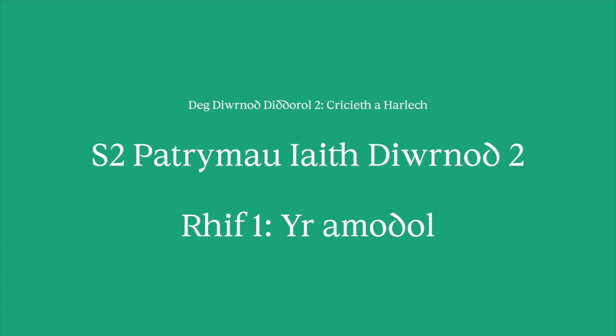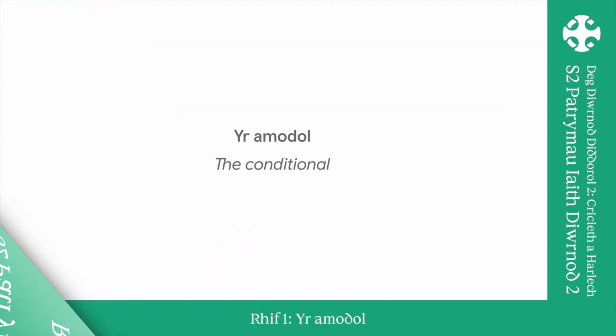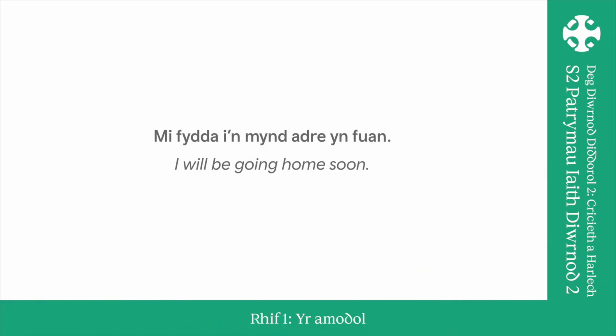Number 1. Yr amodol, the conditional. Knowing when to use the conditional in Welsh isn't always straightforward, and it can often be confusing to start with. If you are talking in the future tense, there is a certainty to what you are talking about. It is in the future. It hasn't happened yet, but you think it definitely will happen. I will be going home soon. Mi fydda i'n mynd adre yn fuan.